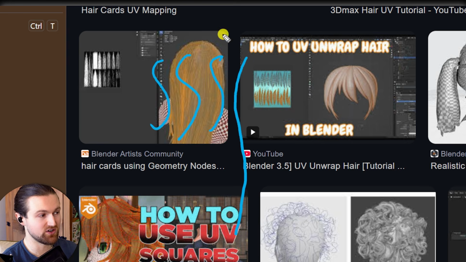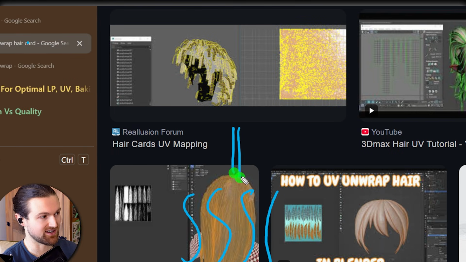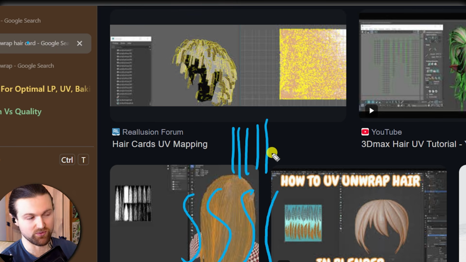For long hair, what I usually like to do is keep the hair strands really nice and flat and straight like this. And then with the geometry, we can make the decision of how it wants to bend and weave.